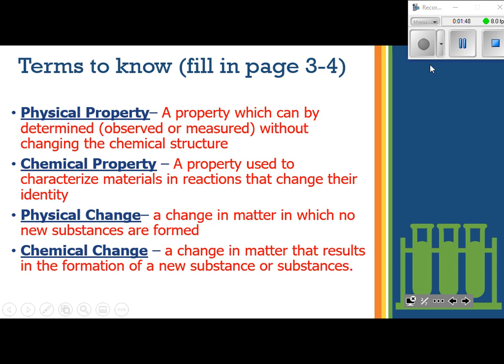A chemical change is a change in matter that results in the formation of new substances. Okay, so if I run electricity through water, then I can break it down into hydrogen gas and oxygen gas, and that actually changes the substance. New substances are formed. There's no more water if I run electricity through it. It's just hydrogen gas and oxygen gas. Okay, so this takes a little bit of practice to get used to.